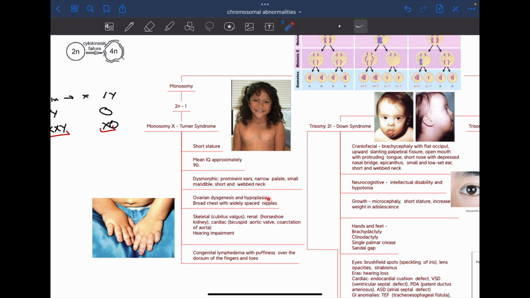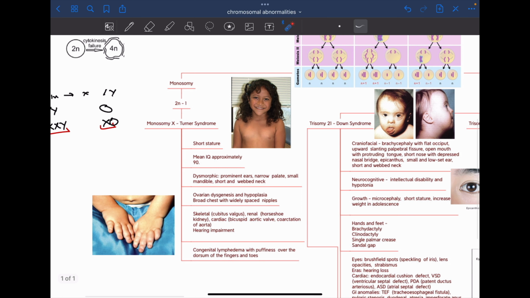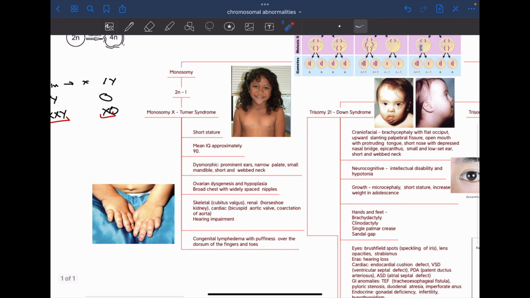She'll obviously have problems with reproduction. So she is infertile. A girl with monosomy X or Turner syndrome is infertile. They can be given hormonal therapy to produce the secondary sex characteristics, but they're still infertile. There is coarctation of the aorta or narrowing of the aorta, hearing impairments, and something very distinctive of patients with Turner syndrome is the congenital lymphedema or the puffiness of the dorsum of the hands and the toes as well, the hands, fingers, and toes. So this is the case of Turner syndrome.